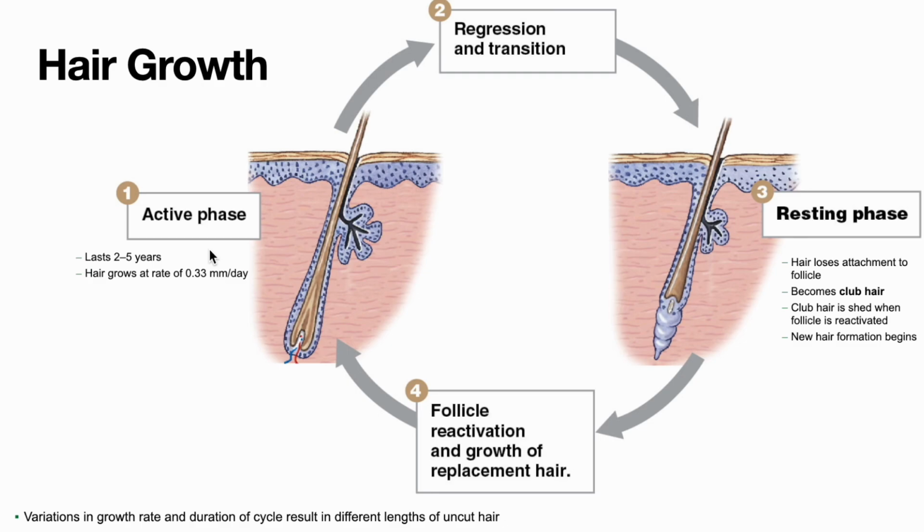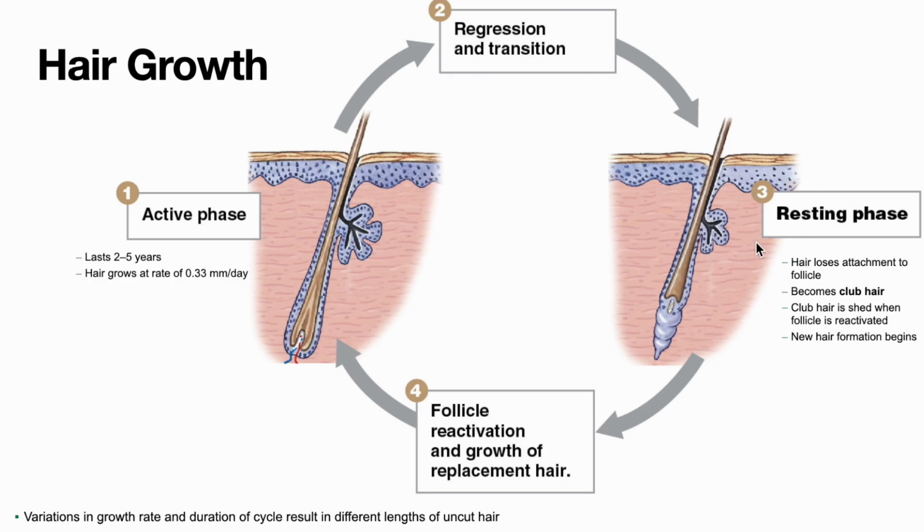Now, some people, their active phase can last up to 7 or 8 years, and there may even be exceptions where it lasts as long as 10, and that's going to impact how long their hair can grow. But ultimately, the hair follicle will shift from the active phase and it will start to regress and slow down and transition into the resting phase.